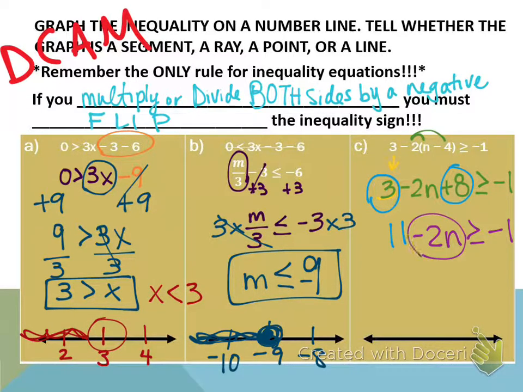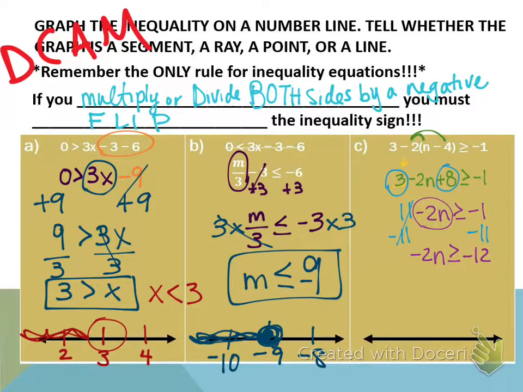But again, our goal is to get n by itself. So how do I move that positive 11? I'm going to subtract it. So then I have minus 2n is greater than or equal to negative 12. So the next thing I do is very important. So what am I going to do? I'm going to divide by a negative 2.